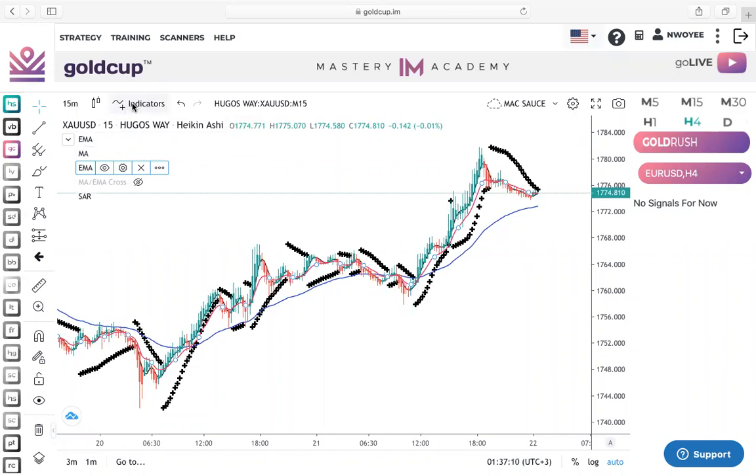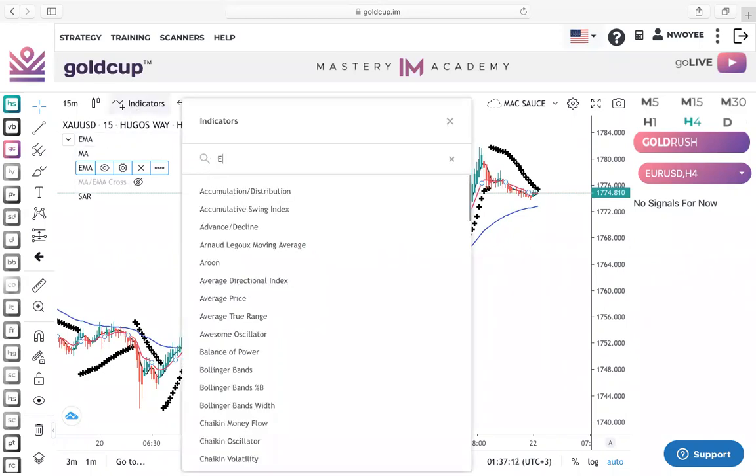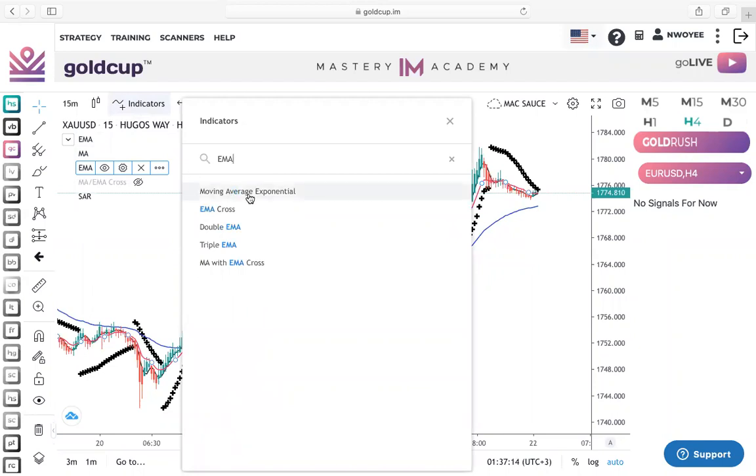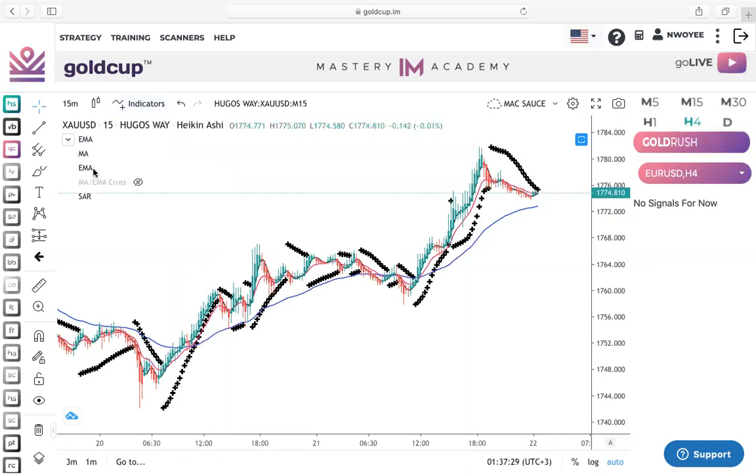And to add that, you go to indicator, you click EMA, follow me. Don't be distracted. Lock yourself in a room right now. Nobody should call you. Nobody should text you. Follow me. EMA, moving average exponential. You click on it and that's it right here.